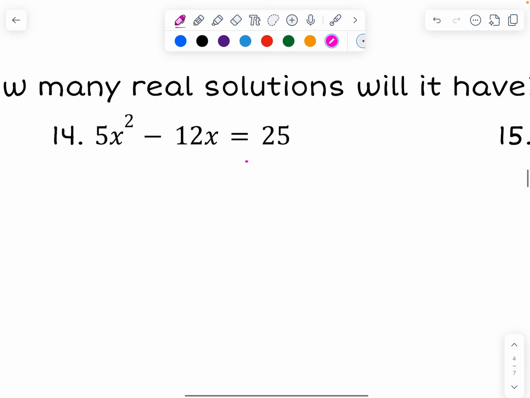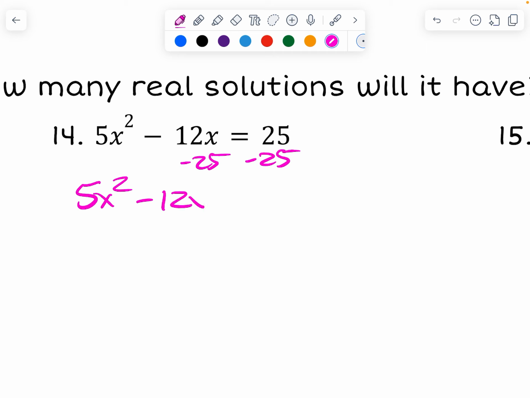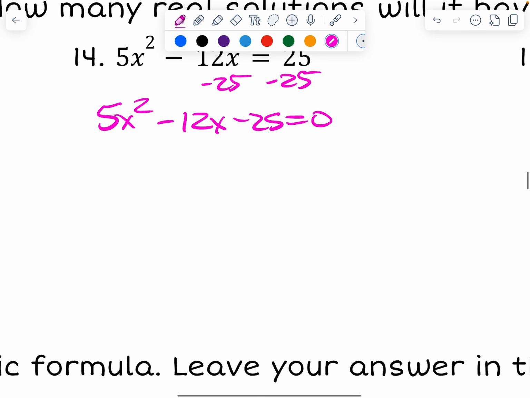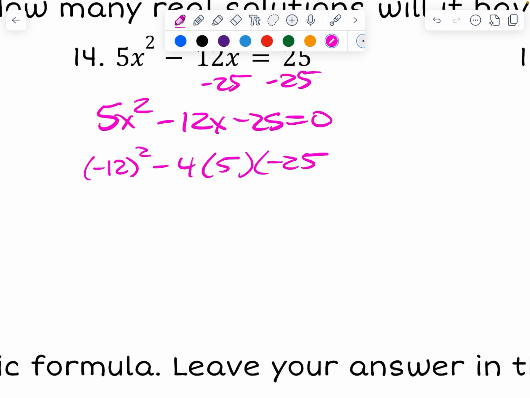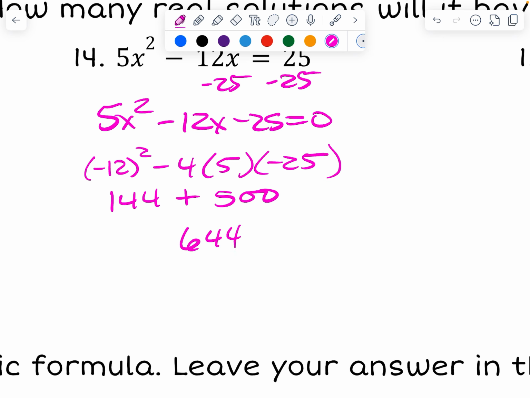This one, I have to subtract the 25 over. I get 5x squared minus 12x minus 25 equals 0. So, negative 12 all squared minus 4 times 5 times negative 25, 144 plus 500. Is that right? So that's going to get me 644. So that means 2 real solutions.